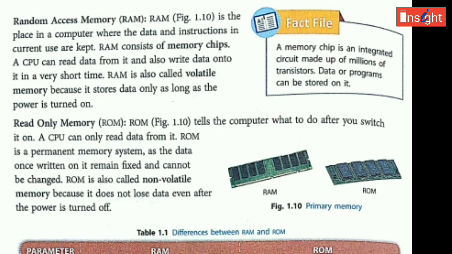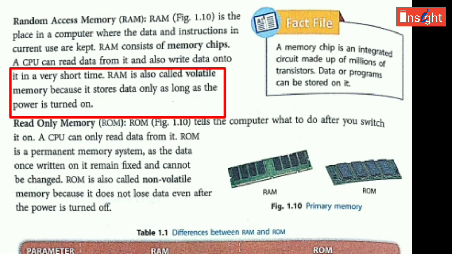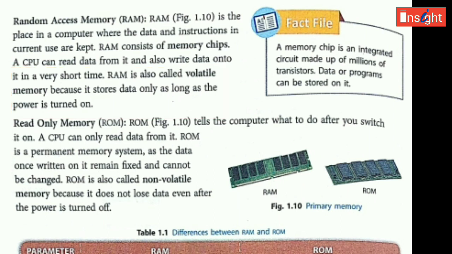Random access memory, RAM, consists of memory chips. It is the place in a computer where the data and instructions in current use are kept. A CPU can read data from it and also write data onto it in a very short time. This RAM is also called a volatile memory because it stores data only as long as the power is turned on. The data in the memory is lost when the power is turned off.